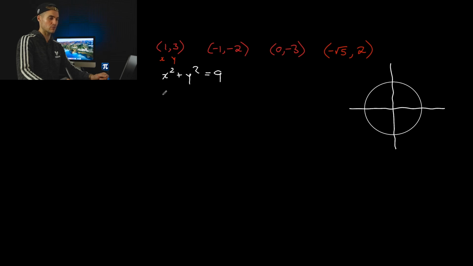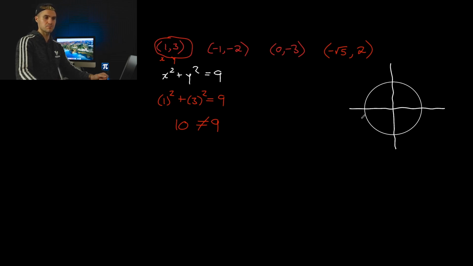Starting with 1 and 3, if I plug in 1 for x and 3 for y, notice on the left side we're going to get 10. And 10 definitely doesn't equal 9. So this point, 1 and 3, is not going to be on this circle that has a radius of 3.